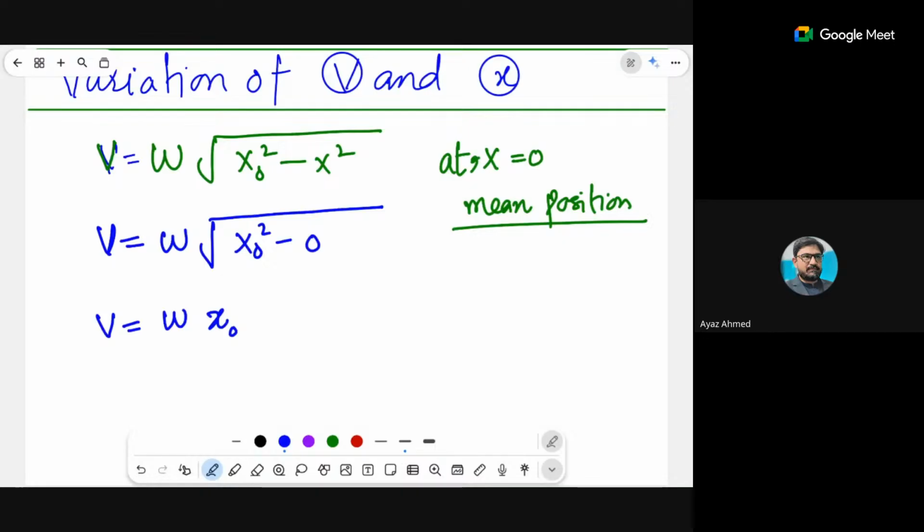Okay. So till this point, any confusion? Sorry for this background music. So basically, this is your maximum velocity. What is this? This is your maximum velocity. So this maximum velocity is, let me check.